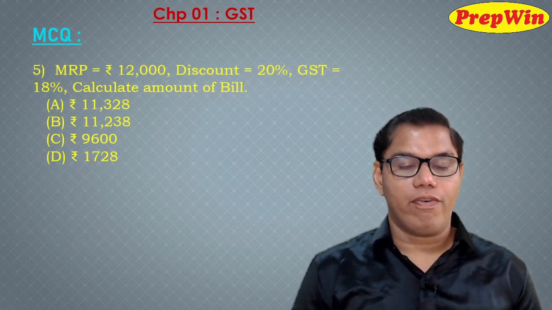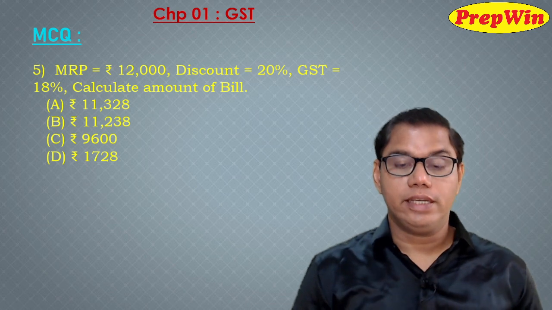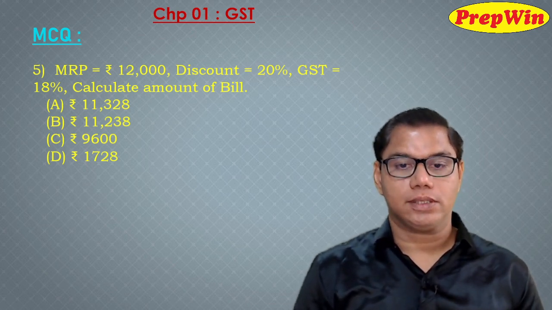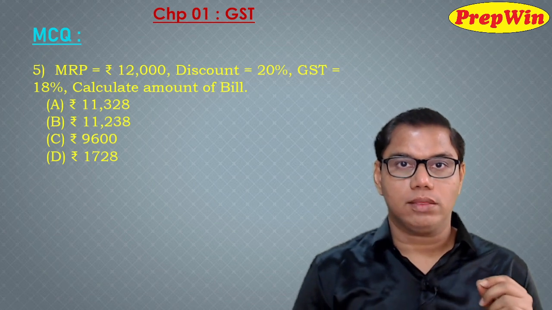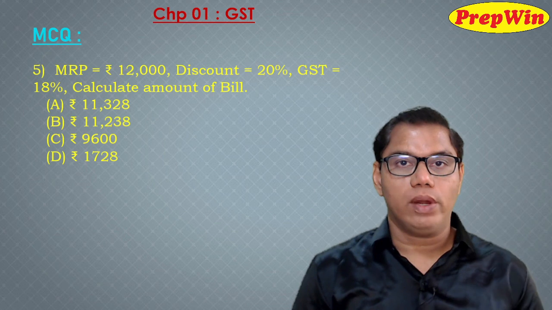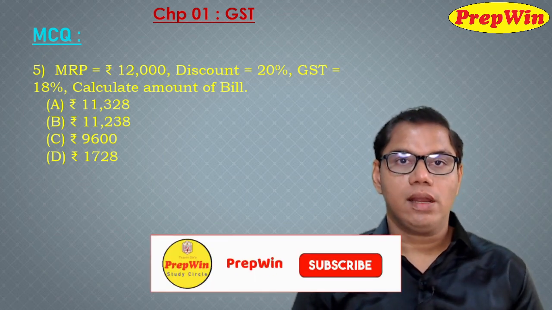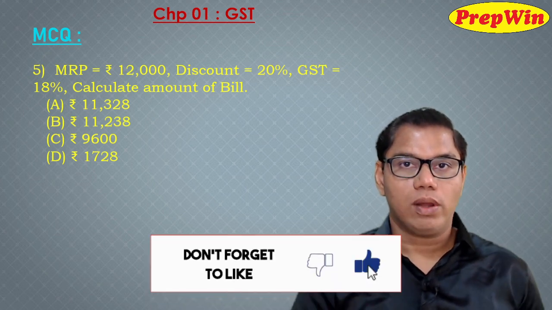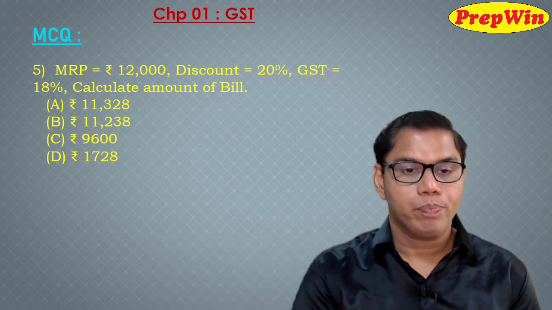Look at question 5. MRP is equal to rupees 12,000. Discount is 20% and GST is 18%. Mind here, both things are given, discount as well as GST. Calculate the amount of bill. Very interesting question. This question has all the merit to find a place in the board exam. So let's solve this important question.